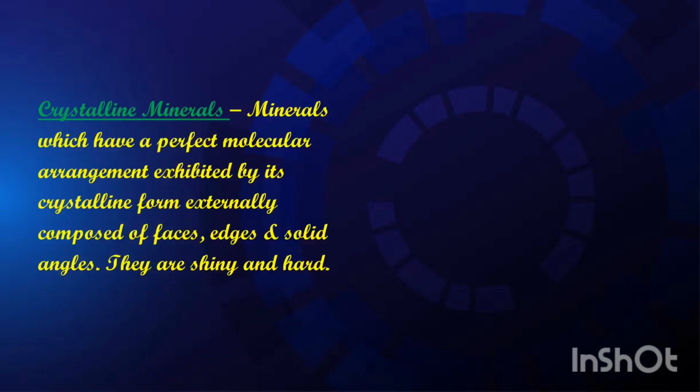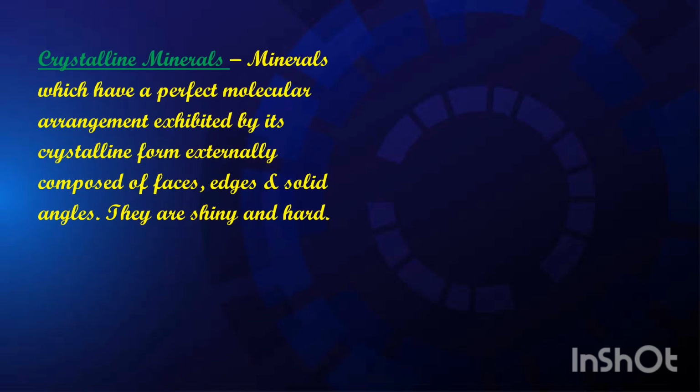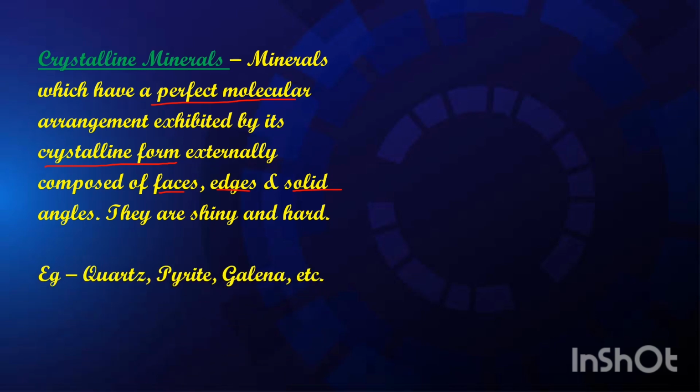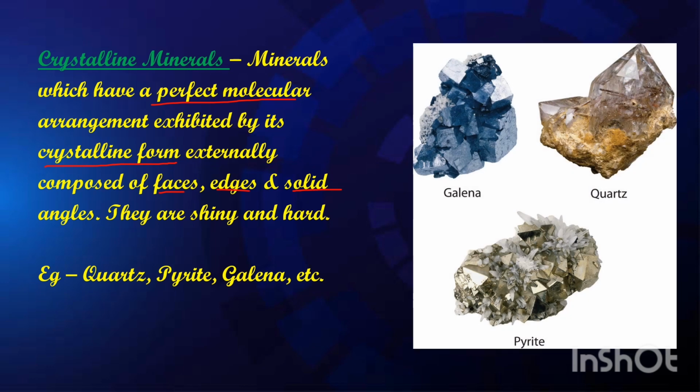So talking about crystalline minerals, they are those that have a definite repetitive molecular arrangement, a perfect molecular arrangement, which is externally bounded by its crystalline form, which consists of faces, edges and solid angles. They are crystals and hard. For example, we have quartz, pyrite, galena. As you can see in these examples, they have a perfect molecular arrangement.